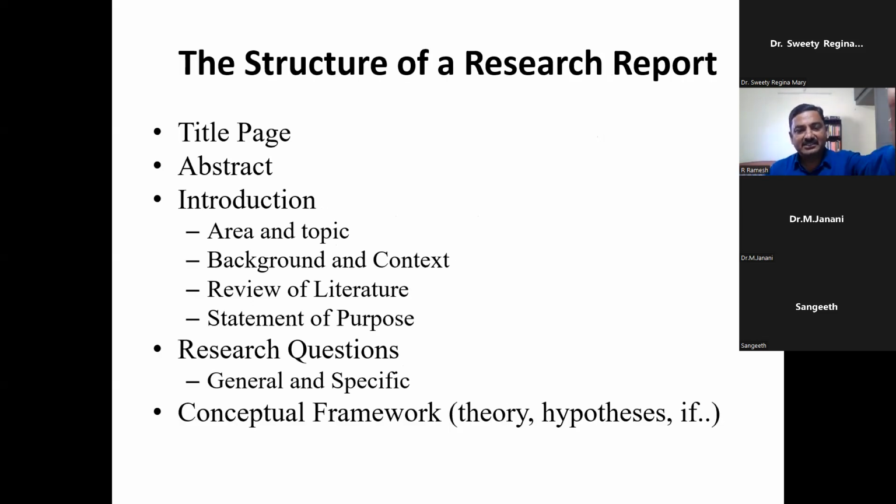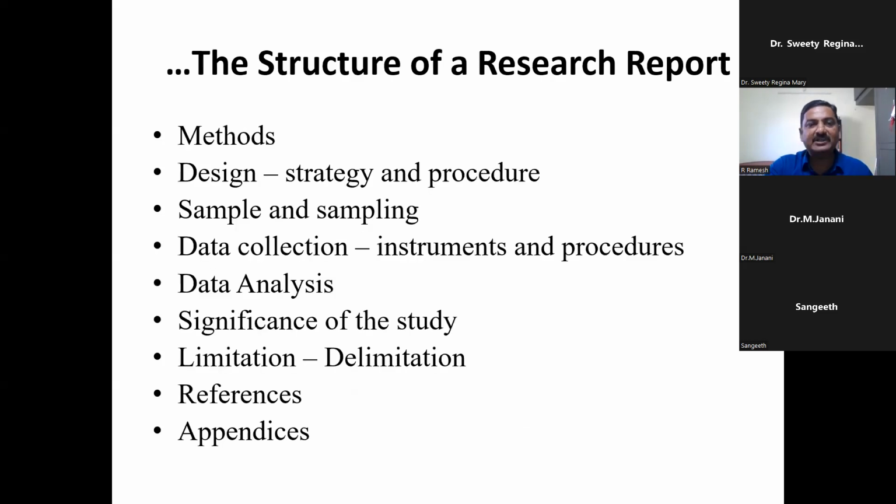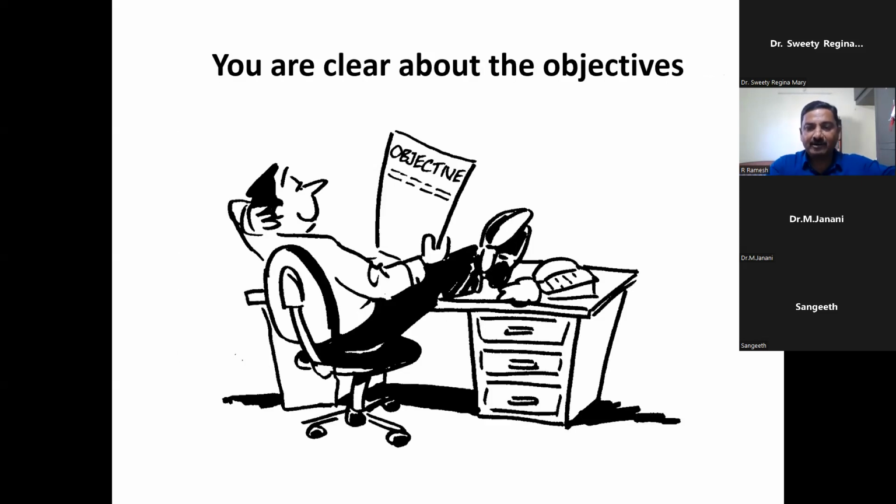And the structure of a research report generally is this. I don't have to tell you. You know this, obviously: the title page, abstract, introduction, and then what do you cover in the introduction, research questions, your general questions, and then specific questions. What is your conceptual framework or theoretical framework, and methods, design, sampling, and then data collection, data analysis, significance of the study, limitation, references, appendices.